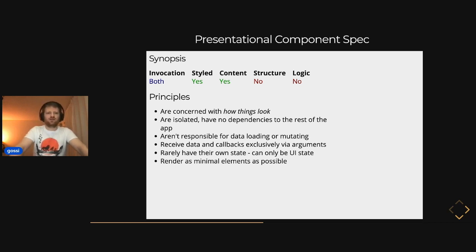For the synopsis, this goes back to the haptics that I've outlined before. A little addition to that is also the logic that may come with such a component type. So the intelligence level can be smart or dumb. For the presentation component, the synopsis is that we can have both types of invocation. They come styled, they come with content inside, usually not that much structure that they provide, and they are by far the dumbest type of component.